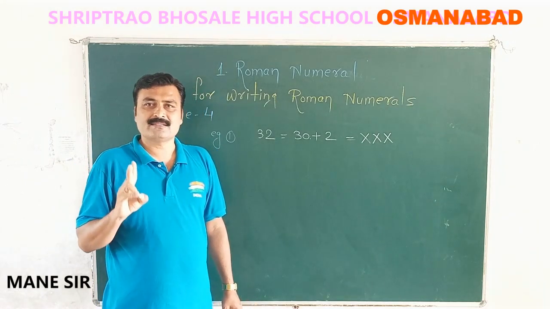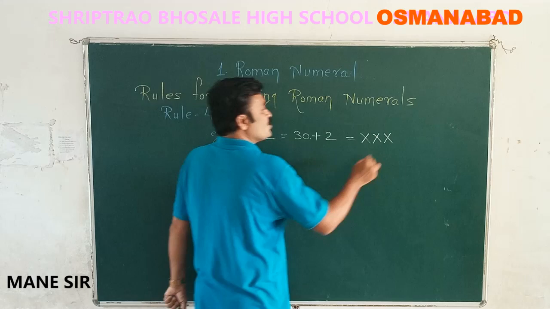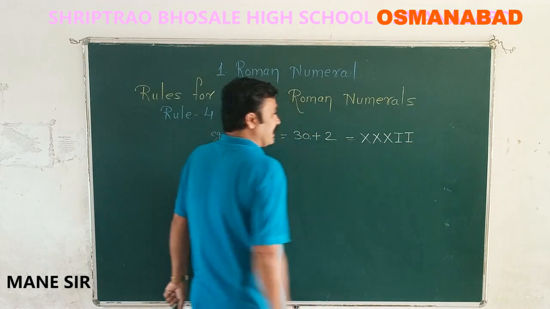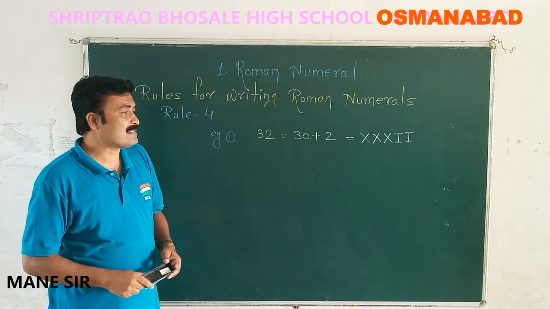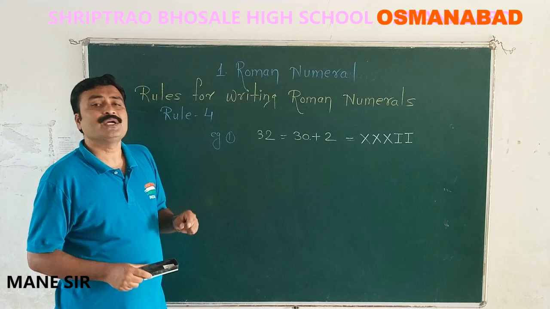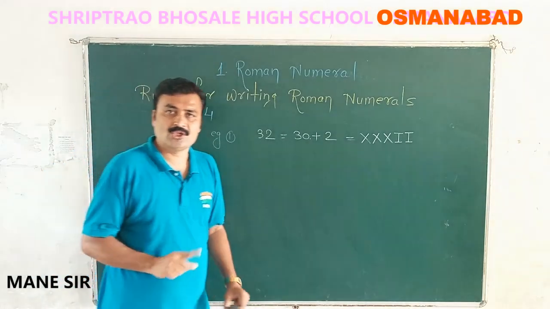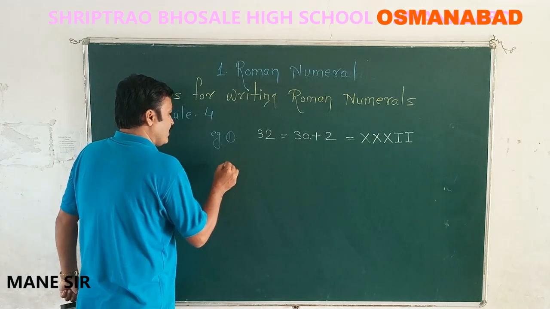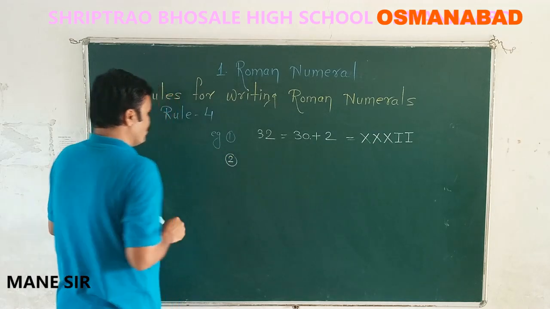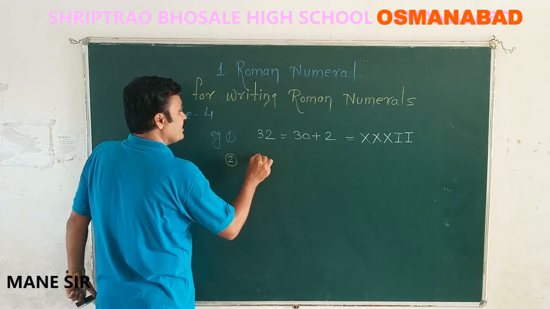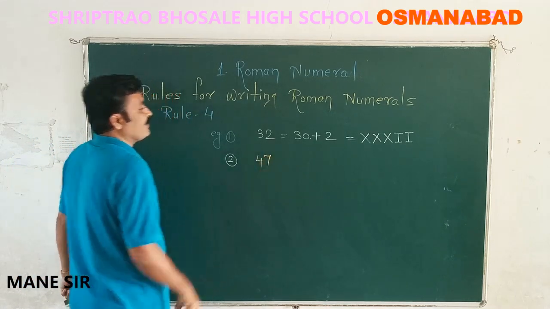So 2 means 1 plus 1. So we write capital I 2 times here. That means triple X double I. In this way, we can write the international number 32 in Roman sign here. Let's take another example, example number 2. And in this second example, we are trying to take the example 47.